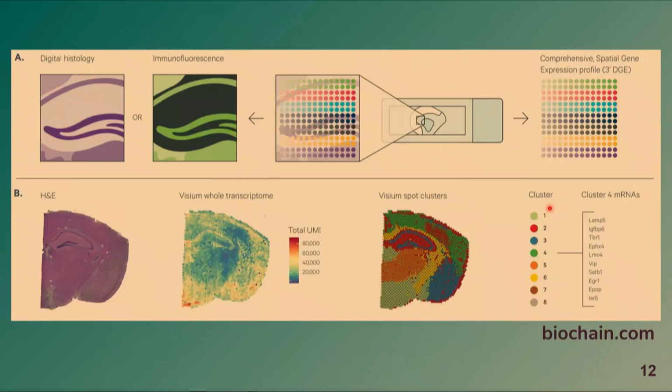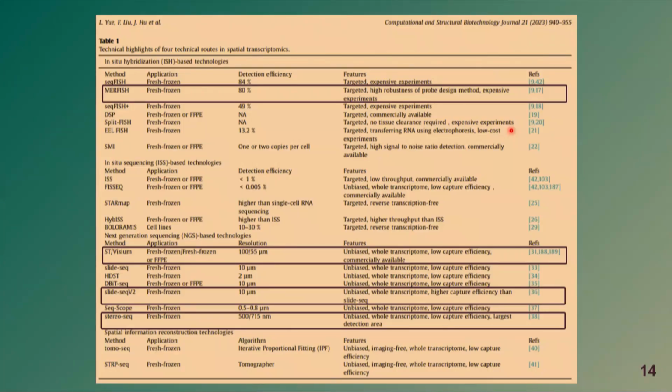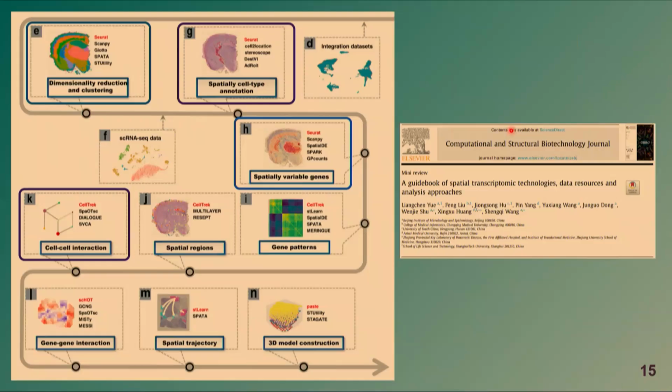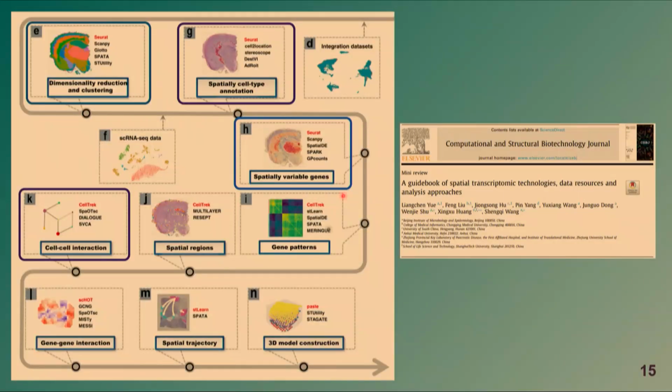So here is the Visium. We also have the 10x Xenium, which can get information per cell. Here we have some examples of spatial technologies and some examples of downstream analysis that can be done, not only clustering, but identifying spatially variable genes, cell-cell interactions, and so on. And how to analyze that? A popular Python library for that is Squidpy, developed by Giovanni Palla from Theis Lab in Germany. It's a library that performs all of these kinds of analysis.